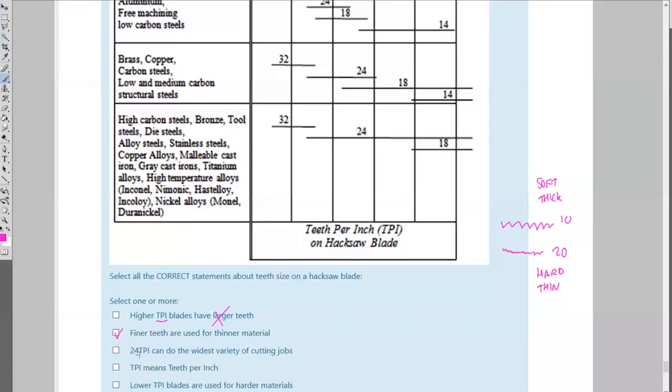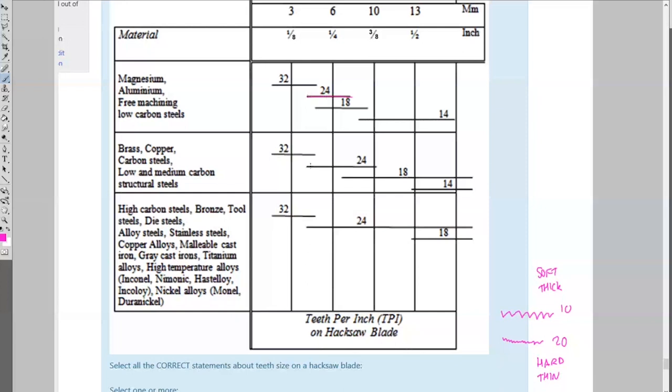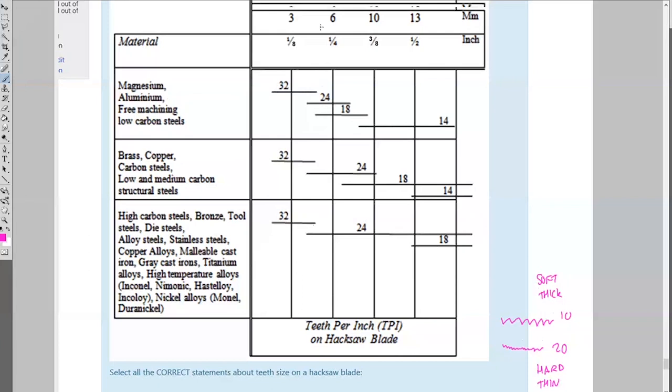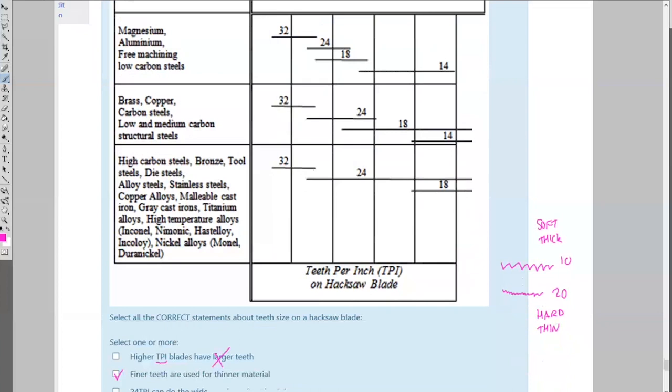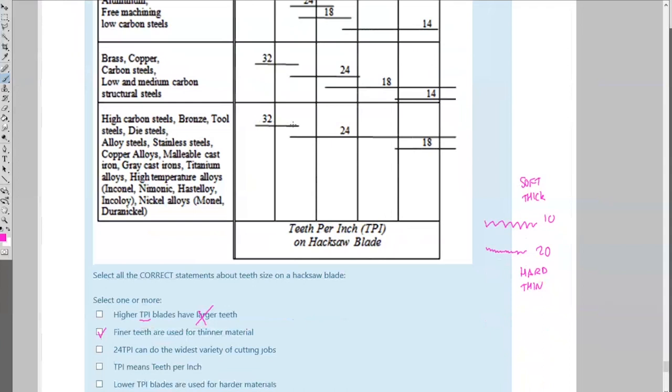24 TPI can do the widest variety of cutting jobs. Right, there's a 24 there, and a 24 there. There's a few 24s going on. Yeah, that's probably right. You can do all the different types of materials, and it can go from material that's about 4 millimeters thick up to whatever you like. Yeah, so that would be true. If you use 32 teeth per inch, you can only do these little tiny jobs. So yeah, that would be true.